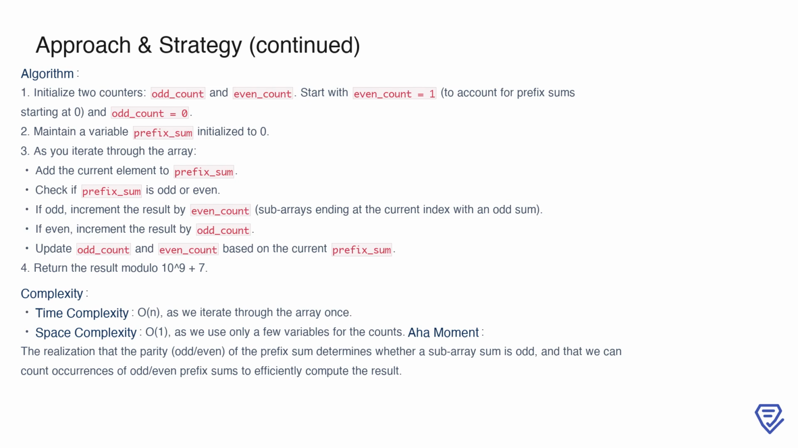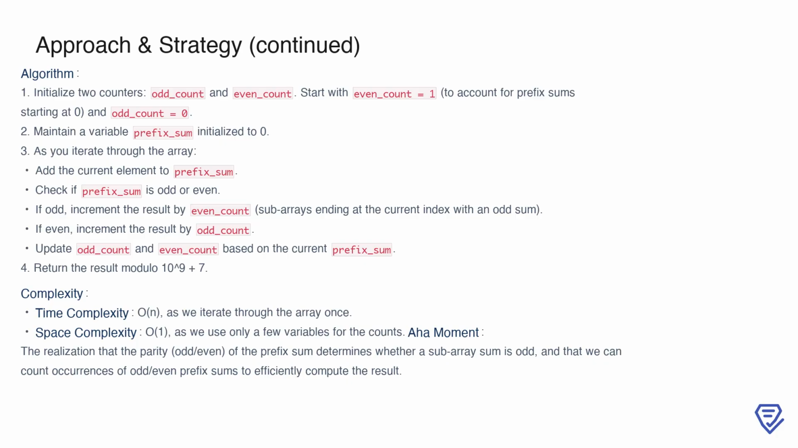For each element, we add it to the prefix_sum and check its parity. If the prefix_sum is odd, we increment the result by even_count, representing the number of subarrays ending at the current index with an odd sum. Conversely, if the prefix_sum is even, we increment the result by odd_count. Finally, we update the counts of odd and even prefix sums based on the current prefix_sum.